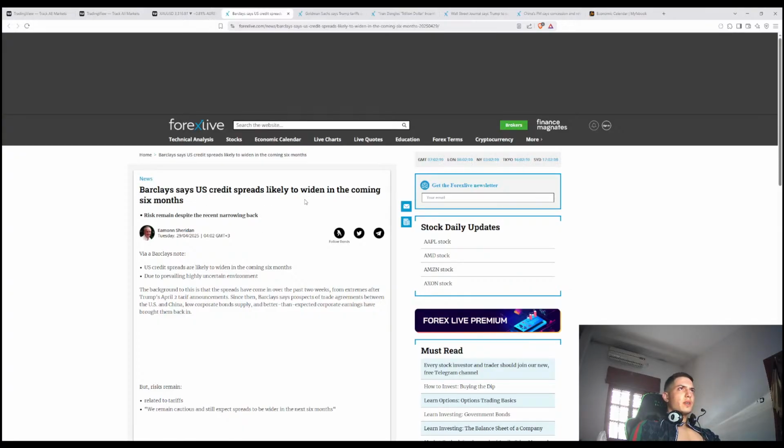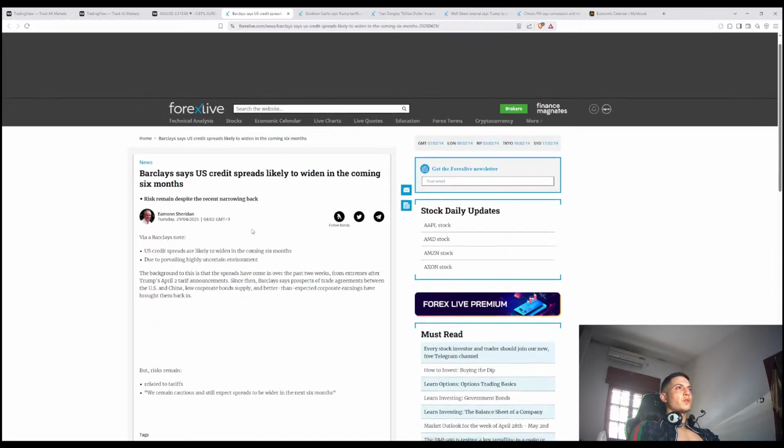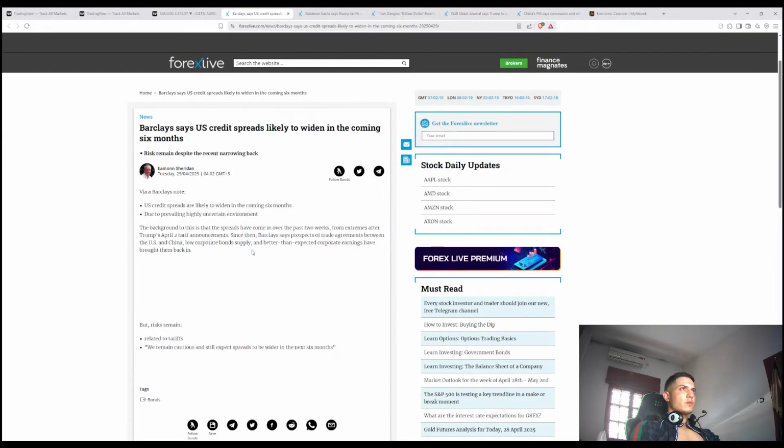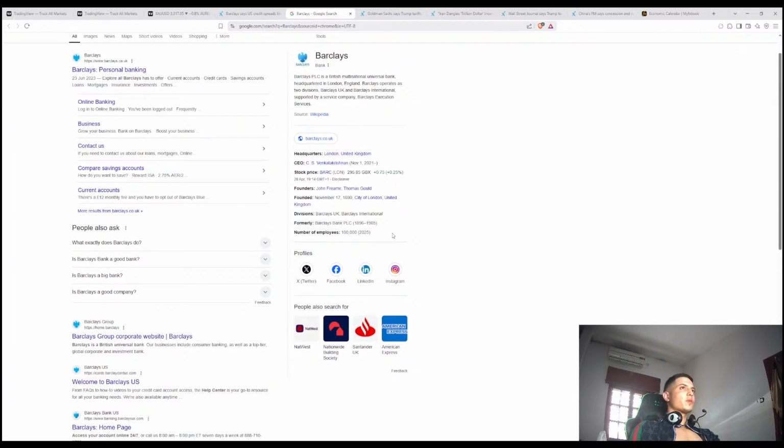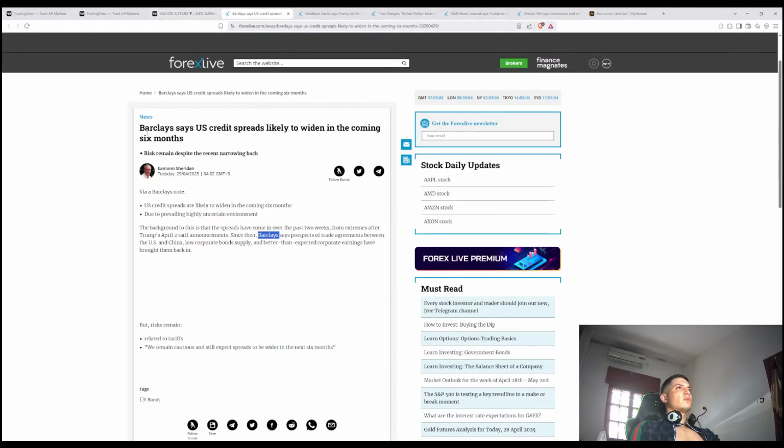Barclays says U.S. credit spreads likely to widen in the coming 6 months. Risks remain despite the recent narrowing back. The background to this is that spreads have come in from extremes after Trump's April 2nd tariff announcements. If you don't know who Barclays is, you can just Google it. Barclays plc is a British multinational universal bank headquartered in London, England. Barclays operates as two divisions, Barclays UK and Barclays International, supported by a service company, Barclays Execution Services. It's a publicly traded company. It's big, founded in 1690, so they must be worth trillions of dollars. They have 100,000 employees, so they do have a say on the market, right?